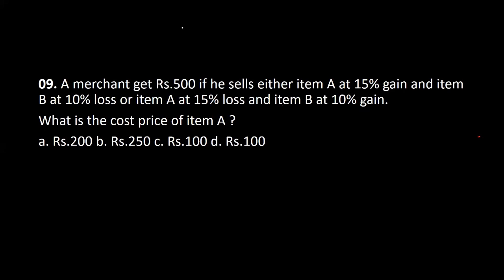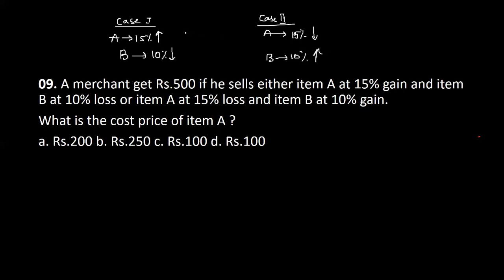So in case one, I'll just write the data from the question and then we'll proceed. In case one, A sold at 15% profit, B sold at 10% loss. And in case two, A sold at 15% loss and B sold at 10% gain. But in both the cases, the merchant gets 500. So this is what the question represents.